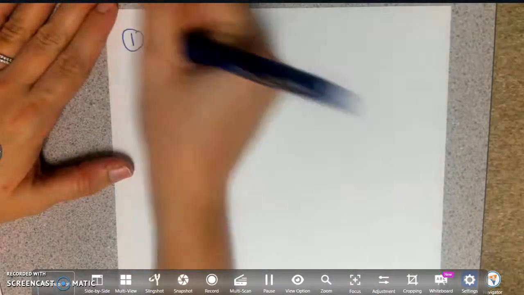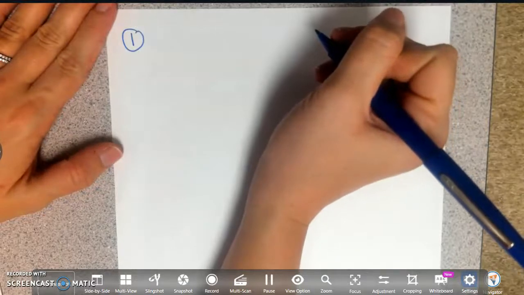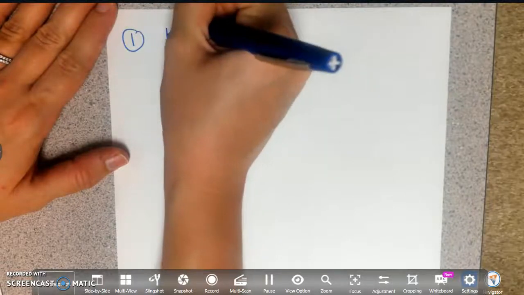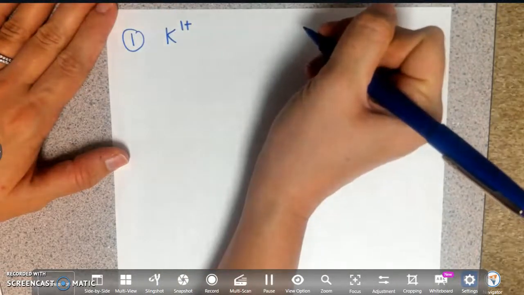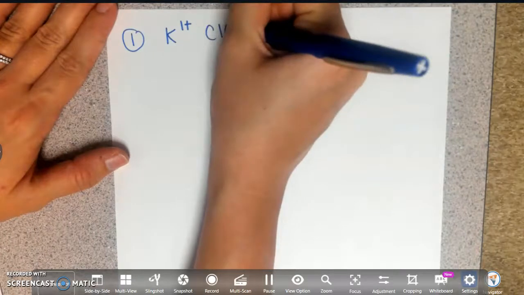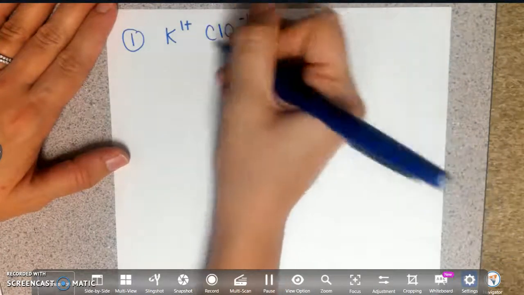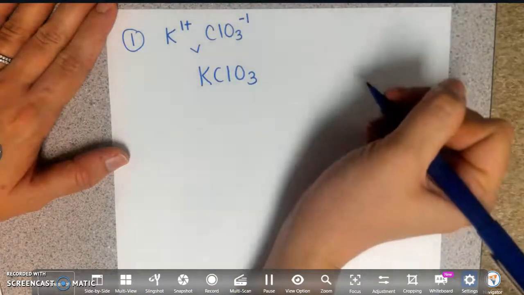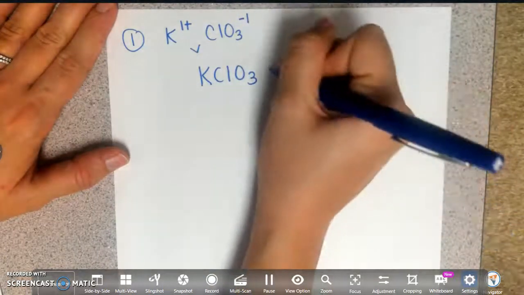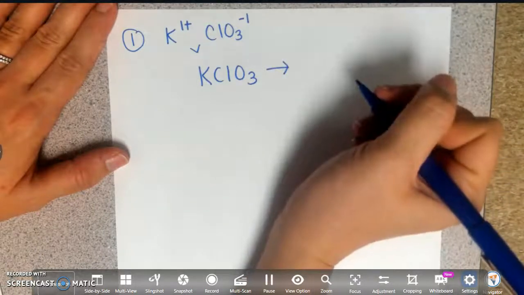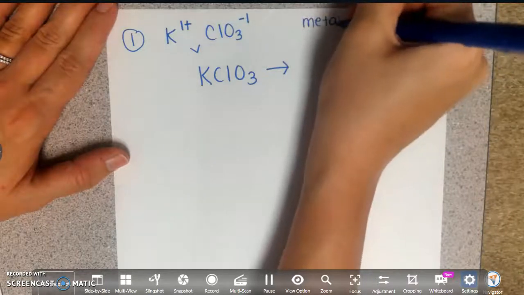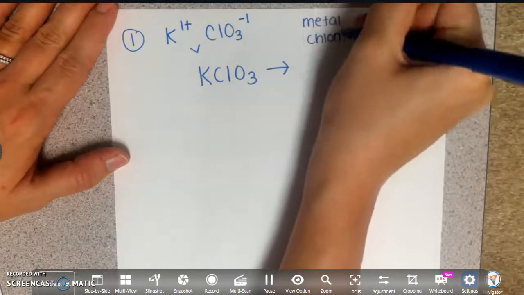And so our problem for number 1 is potassium chlorate undergoes decomposition. So we need to write that equation first. Well, potassium is K+1, chlorate is a polyatomic ion, ClO3 -1, so that formula is KClO3. If I say it undergoes decomposition, that's my only reactant, so arrow, and then chlorates decompose into a metal chloride plus oxygen.